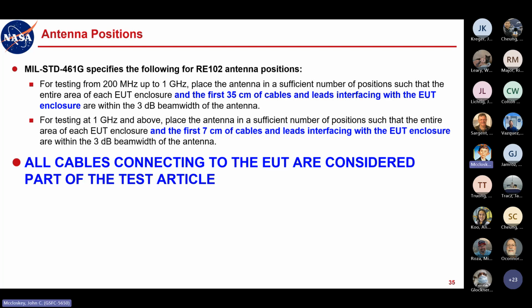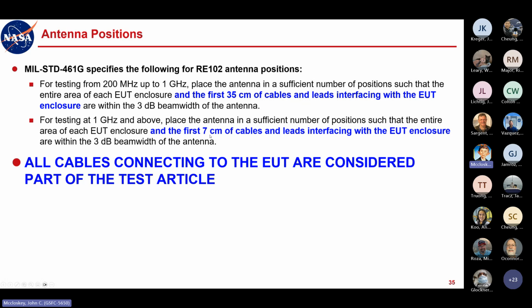And for testing at 1 gigahertz and above, place the antenna in a sufficient number of positions such that the entire area of each EUT enclosure and the first 7 centimeters of cables and leads interfacing with the EUT enclosure are within the 3 dB beam width of the antenna. So again, all cables connecting to the EUT are considered part of the test article.